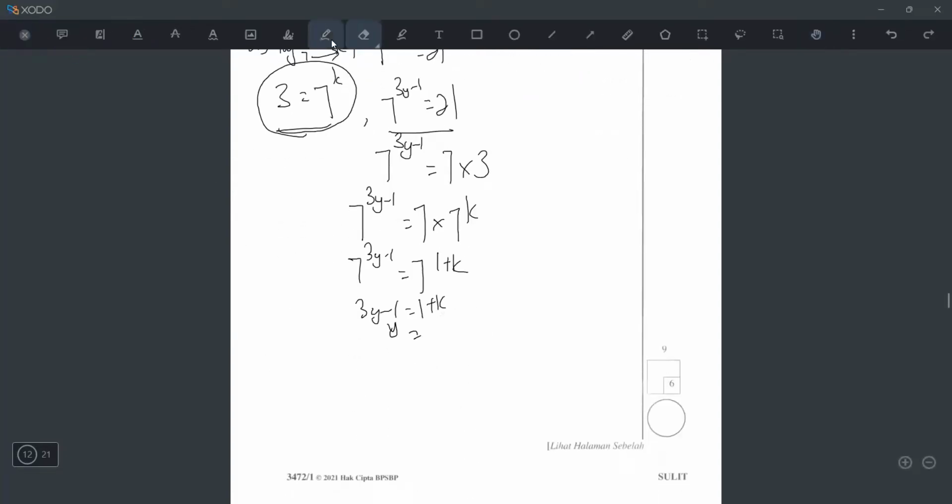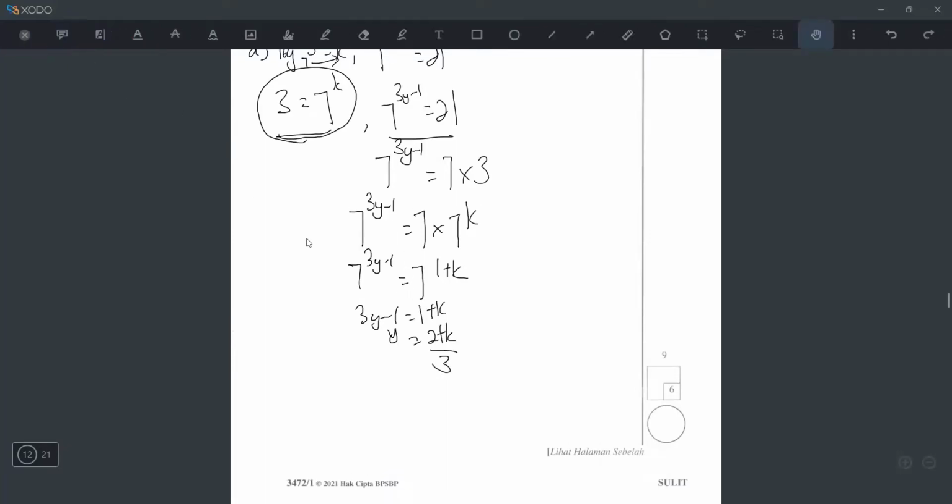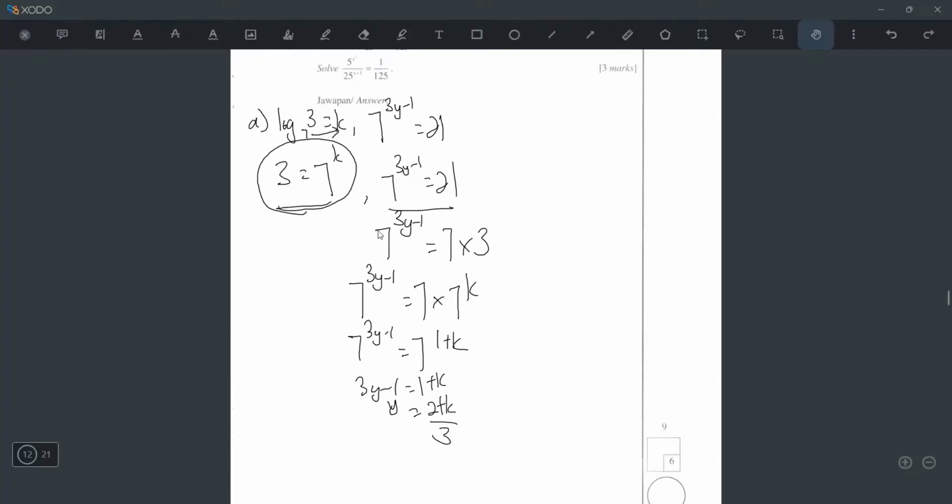So you can see just now I was taking a long time to figure out how to do this question. It's because I'm trying to think of the fastest way to solve this question.